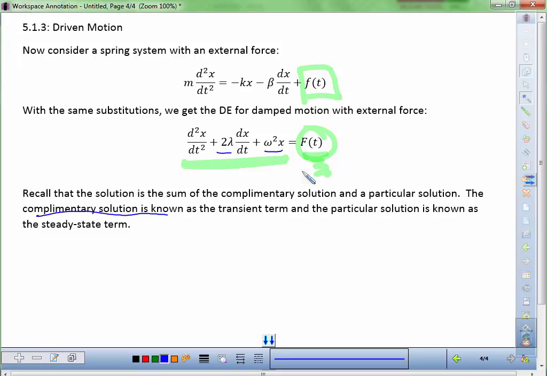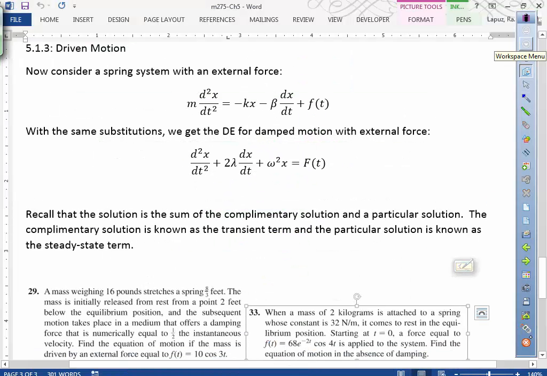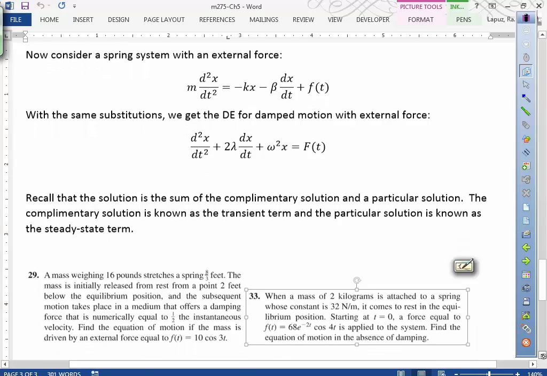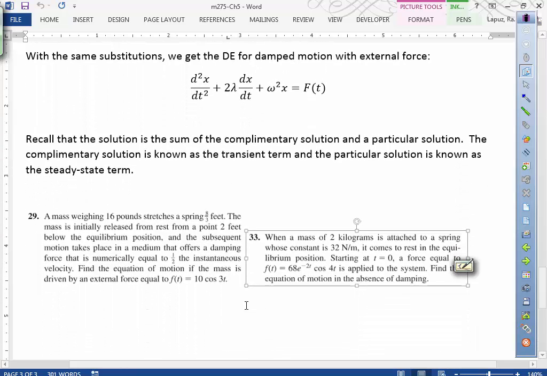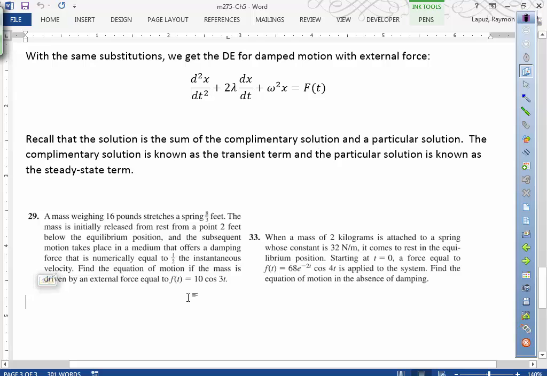Is there an example? Let's do an example. Here's a couple of examples. Should we stick with the SI? No, let's stick with the SI.